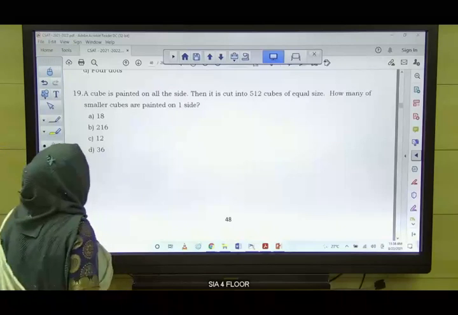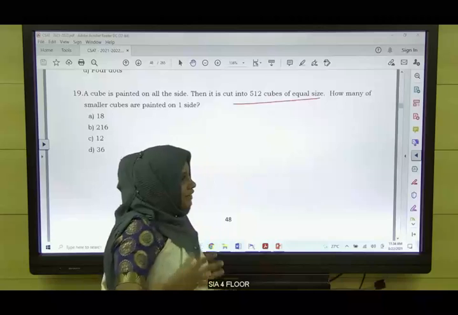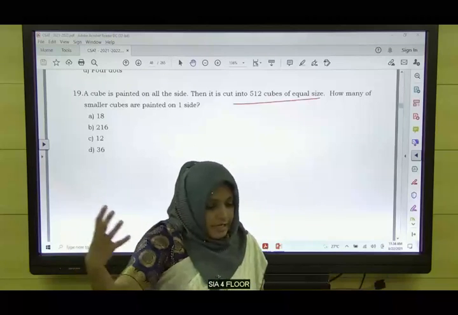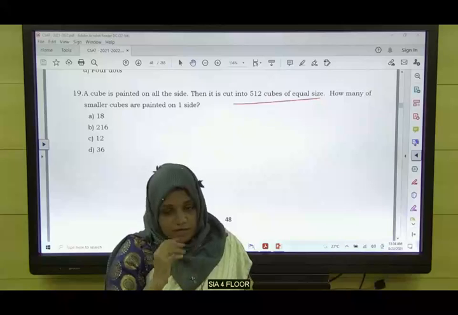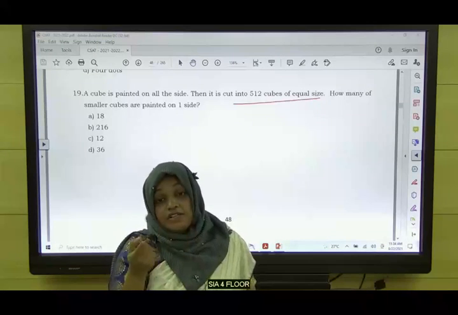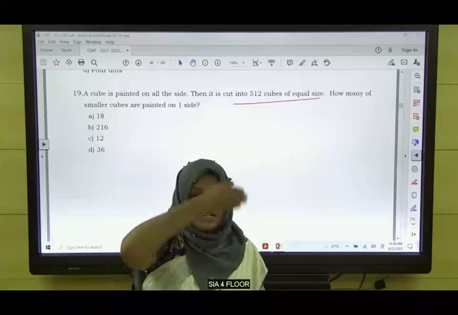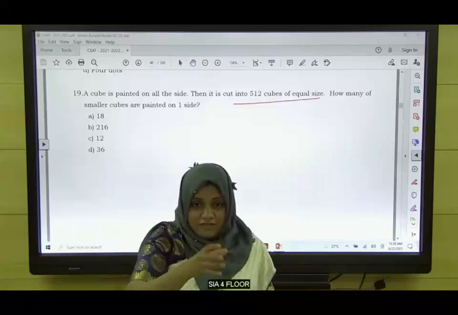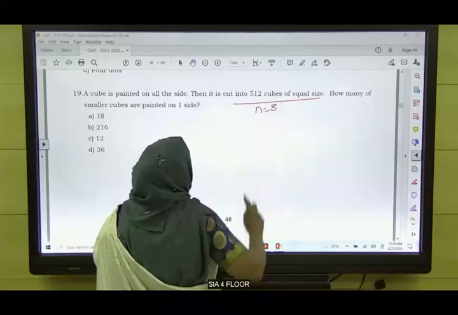Okay. So there are 512 cubes which are of equal size. So if you want to attach 512 smaller cubes into a bigger one, it should be a proper cubical block, correct? So 512 is a cube number of which number? 8. So only if you make the arrangement as 8 rows, 8 columns, you will get that. You can arrange those 512 cubes in a proper way. Okay, so n is equal to 8.